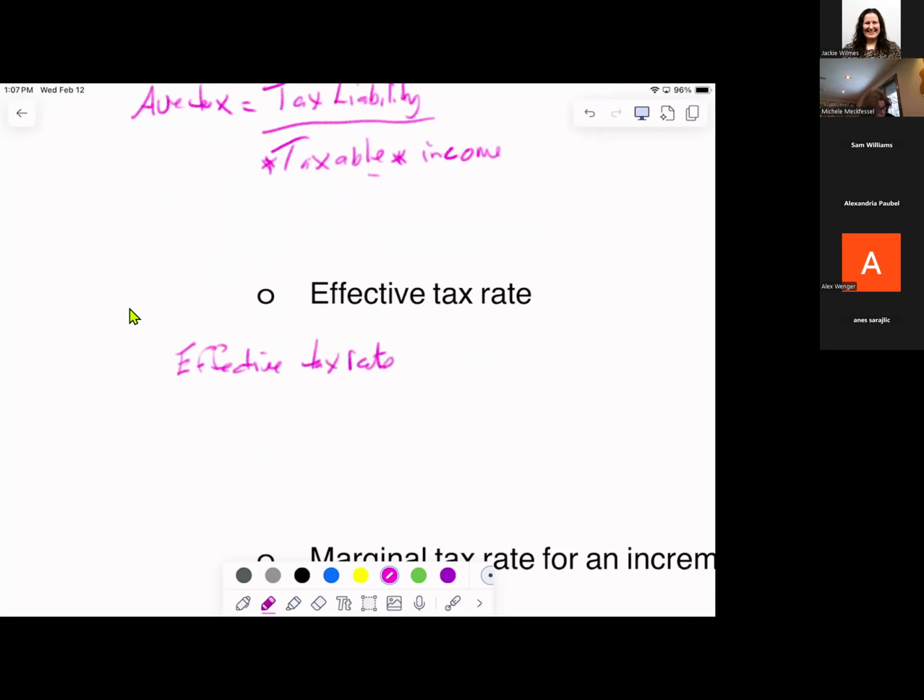Then again, in that same world, calculate their effective tax rate. That again is the same tax liability over, this time, remember, total income. So this is where you put that tax exempt income into the equation. Now, remember that your effective tax rate is typically going to be lower than your average tax rate. And that makes sense, right?